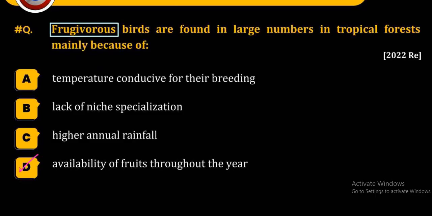Next question is, frugivorous birds are found in a large number in a tropical forest mainly because of. Option D. Availability of fruit throughout the year.